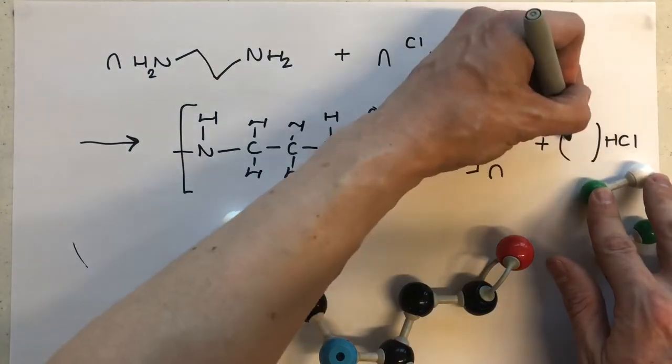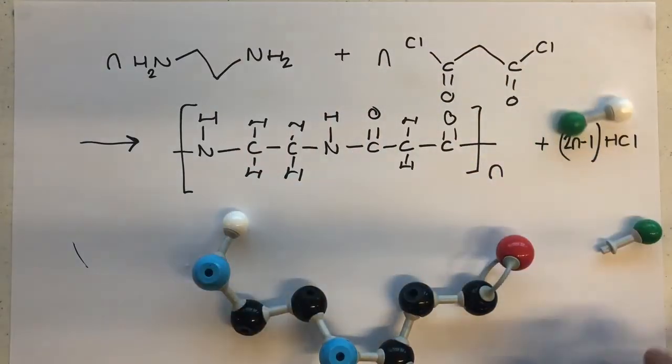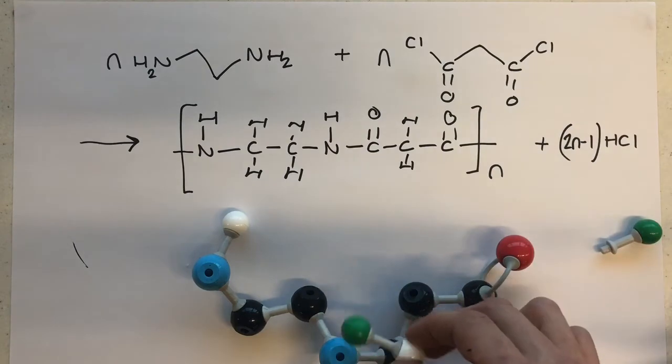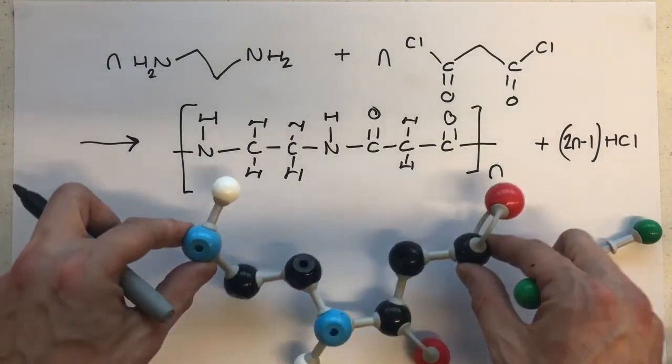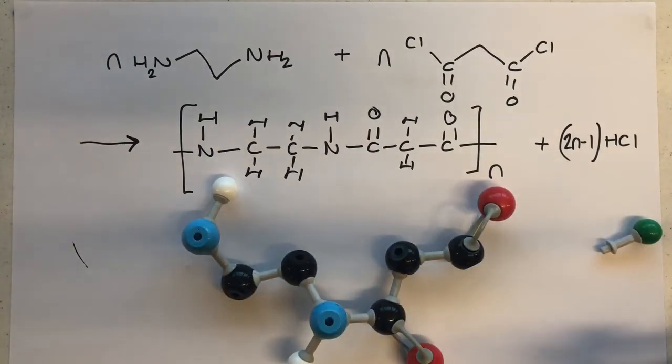And what I put in the brackets is the same as before, 2N minus 1. So I got one from the middle, making the amide link in there. And I also got one from either end. So there were technically two, but I don't need to show them both.